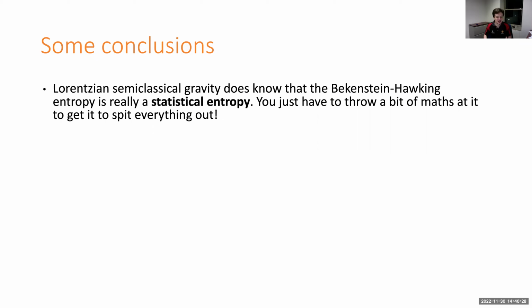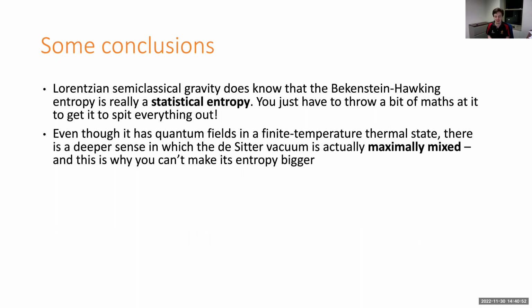It's really that Lorentzian semi-classical gravity knows not just about the Bekenstein-Hawking entropy in a classical thermodynamic sense, but it knows that it really is a statistical entropy. You have to throw some moderately powerful maths at it to get it to admit to that fact, but it really does know it all along. The other big takeaway is that even though it has quantum fields in a finite temperature thermal state, there's a deeper sense in which, in quantum gravity, the de Sitter vacuum is actually maximally mixed on the static patch. And that's why you can't make its entropy bigger.